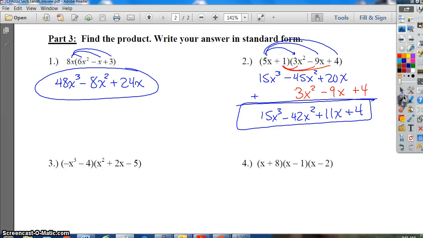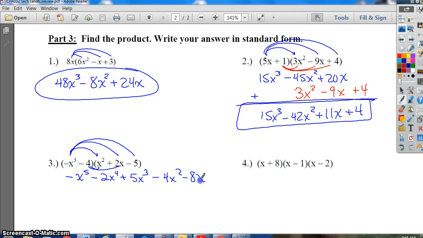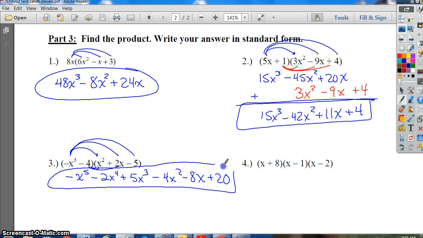I'm going to do the same thing here with my next one at 3. So I'm going to distribute this in. I'm going to get negative x to the fifth. That's going to give me negative 2x to the fourth. And this is going to give me positive 5x cubed. Across the bottom, this is negative 4x squared. Oh, that's not going to combine with anybody, so I'm just going to slap it on the end. Minus 8x, and then plus 20. Nothing's going to combine here. That's what I noticed when I started multiplying the bottom one. That one's finished.